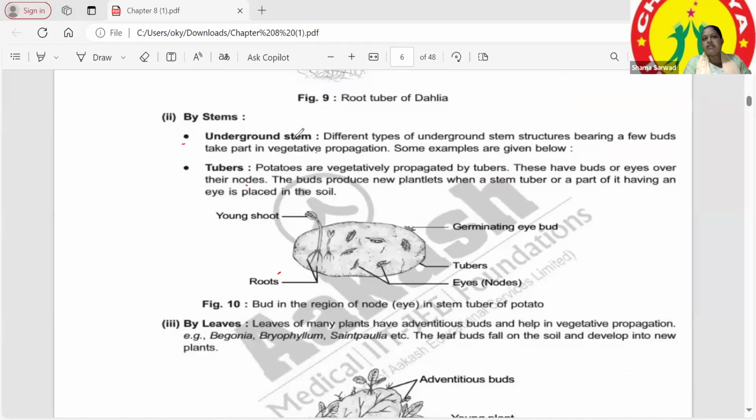About underground stems, what is given? Different types of underground stem structures bearing a few buds take part in vegetative propagation. Some examples are given below. What are underground stems? Potato. Correct. So about tubers, what do they say? Potatoes are vegetatively propagated by tubers. These have buds or eyes over their nodes.